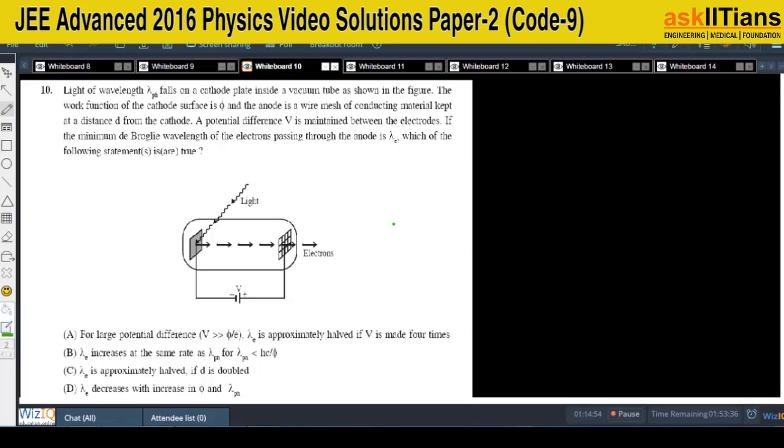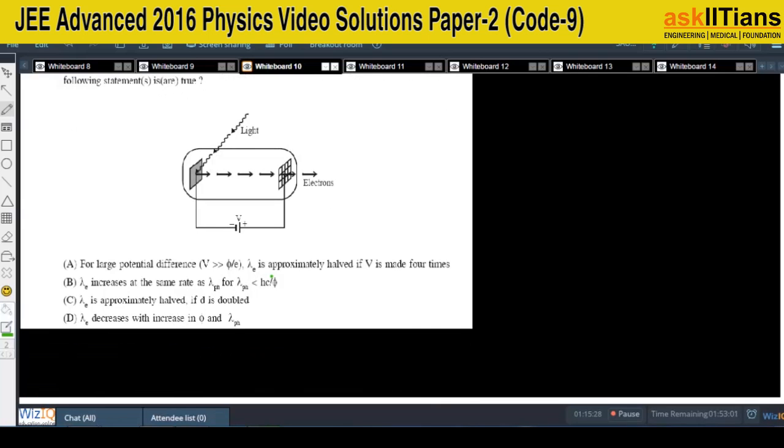Question 10. Light of wavelength lambda ph falls on a cathode plate inside a vacuum tube as shown in the figure. The work function of the cathode surface is phi, and the anode is a wire mesh of conducting material kept at a distance d from the cathode. A potential difference V is maintained between the electrodes. If the minimum de Broglie wavelength of the electron passing through the anode is lambda e, we have to choose the correct option among the given options.